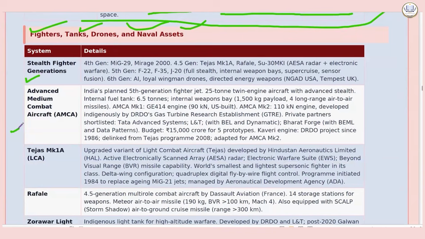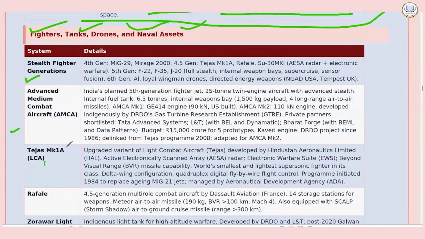So India's planned 5th generation fighter jet, a 25-ton twin-engine aircraft with advanced stealth, internal fuel tank, 6.5 tons internal weapon bay. Okay, we don't have to go that deep. Developed initially by DRDO's Gas Turbine Research Establishment. Private partners are Tata Advanced Systems, L&T, Bharat Forge, etc.